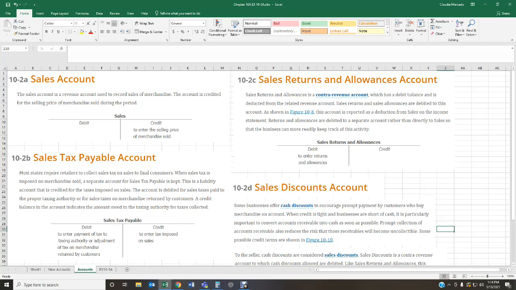Okay? So the second account that we have is the sales tax payable account, and it says here that most states require retailers to collect sales tax on sales to final customers.